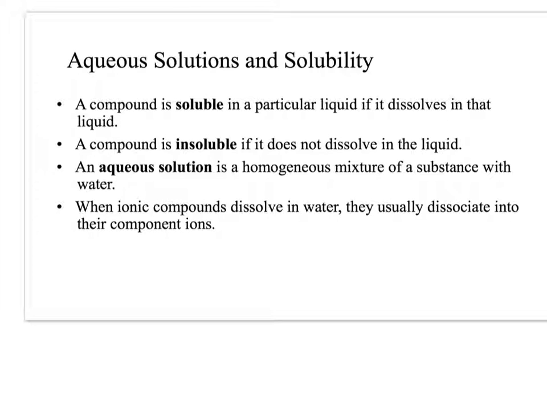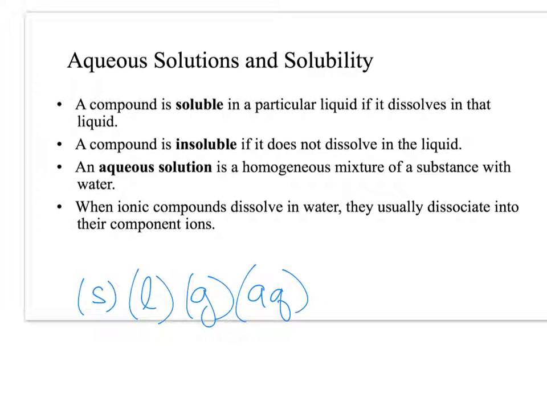We also noticed that when we were writing chemical equations, we would say what state the compound was in. We would say an S for solid, an L for liquid, a G for gas, or we used AQ for aqueous. In an aqueous solution, there is a substance that is dissolved in water, and we call this mixture a homogeneous mixture because you can't actually see the substance. There's no difference between the substance and the solution because the substance has been dissolved. So anything that's dissolved in water creates an aqueous solution.